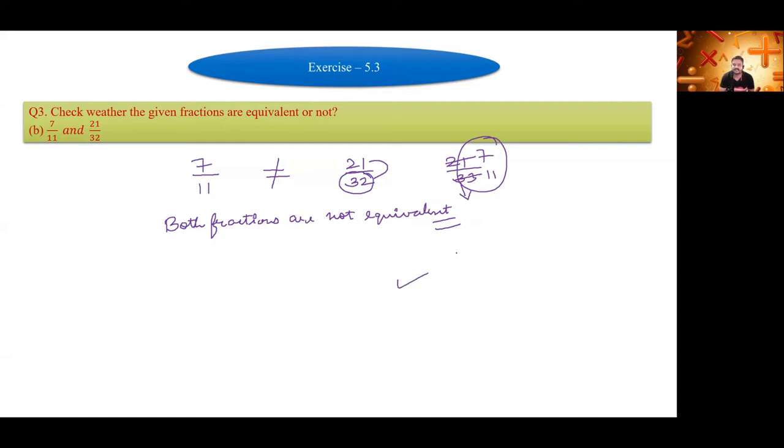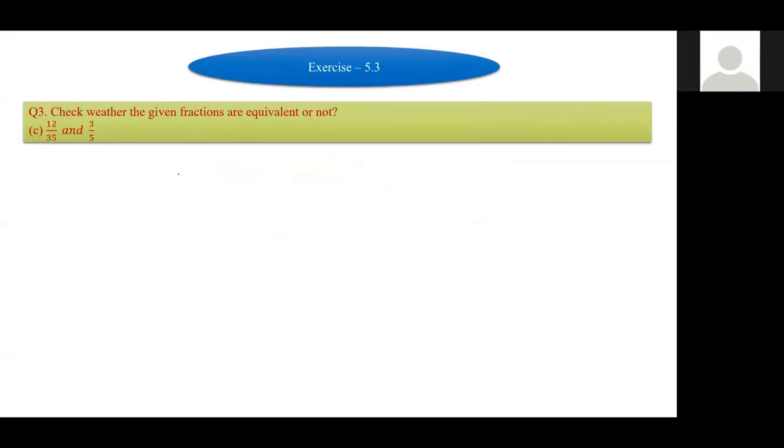Yes, Ganaraj Dongre, next one. Yes, sir. Bolo. Check whether the given fractions are equivalent or not. See, 12 by 35 and 3 by 5. Yes, next. Sir, 3 by 5 is in the simplest form. Correct. And we can do 12 by 35 in the simplest form. Okay, it is already in the simplest form. 12 by 35 is also in the simplest form, because there is no common factor between numerator and denominator. So, these two fractions are not equivalent.